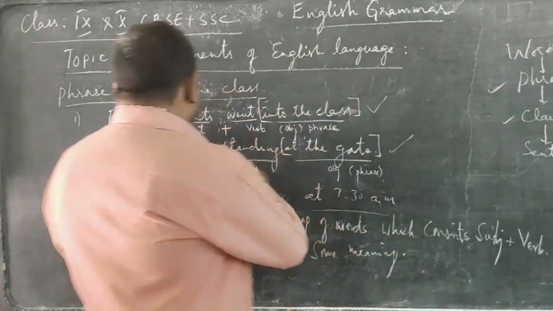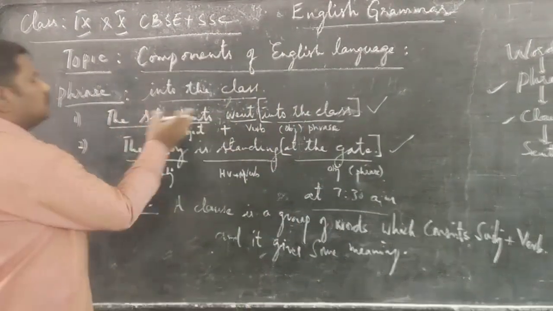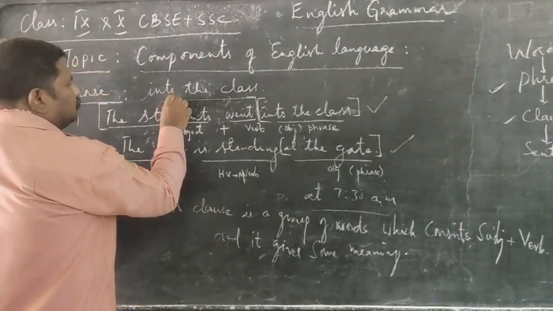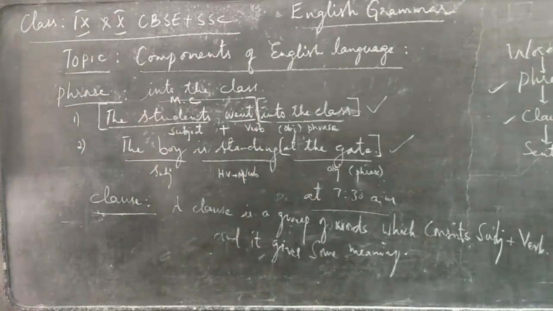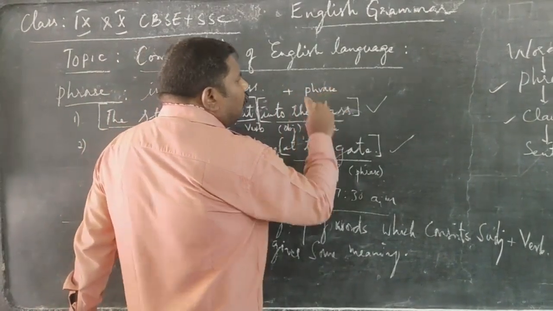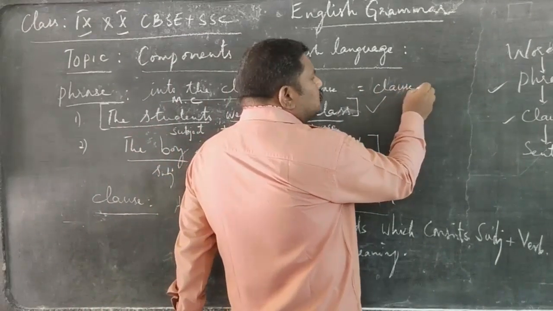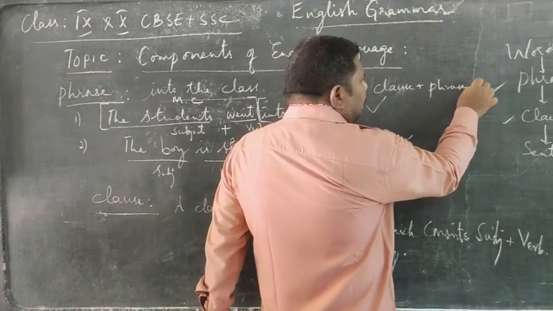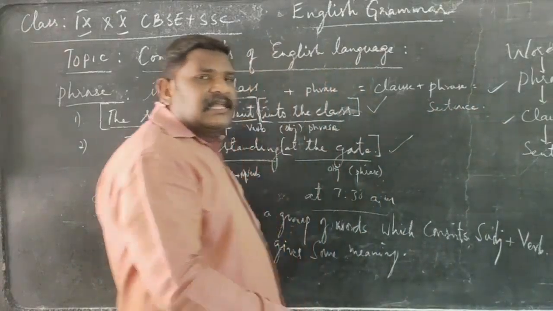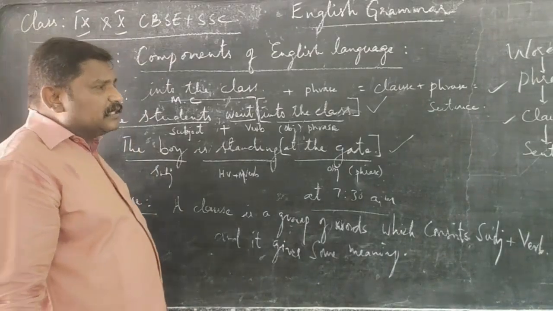That's what. Now, if you take this example, "the students went" is one clause. It is a main clause. "Into the class" is a phrase. Therefore, it is understood that a clause plus a phrase gives rise to a sentence.